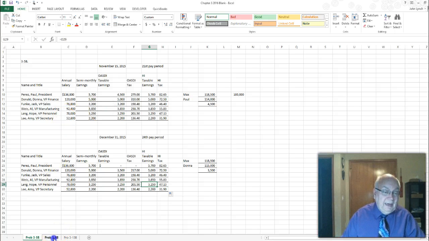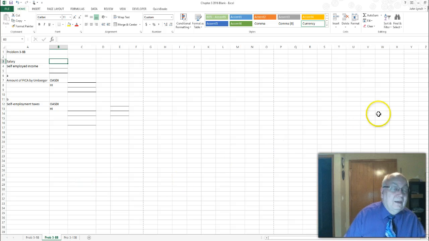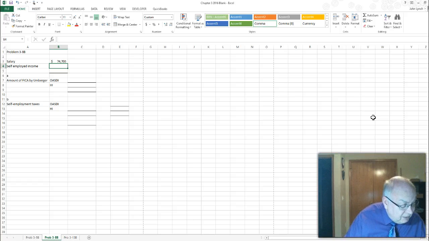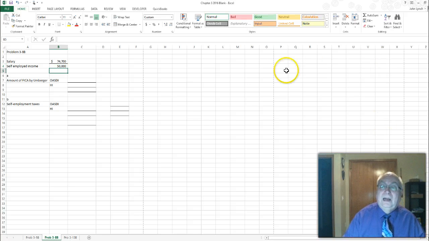Then we'll go to 3.8b, which is the other problem we have. This is for self-employment. And if a person's self-employed, this is George, was paid $74,700. Okay, so I put $74,700 up there. That's what he said. And his self-employment income was another $50,000 for a total of $124,700. Okay, so that's George's total income for the year. So he's over for the year.